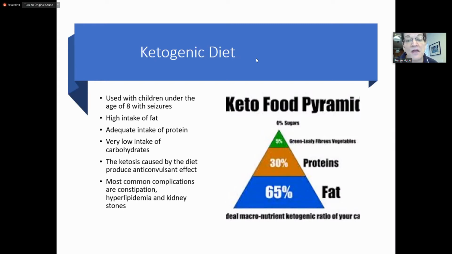But think about what some of the side effects of this diet would be. I mean, constipation is a major issue because if you're only taking in about 5% fiber, it's a very low fiber diet. The other thing, of course, is 65% fat, so hyperlipidemia can be a problem. And we also see kidney stones, or renal calculi, with these patients quite frequently. And those are the common complications that you see.